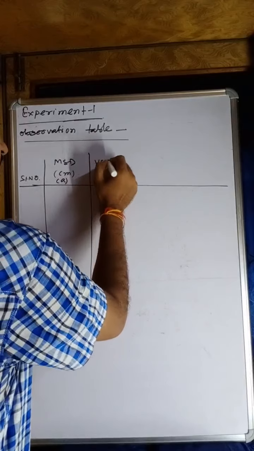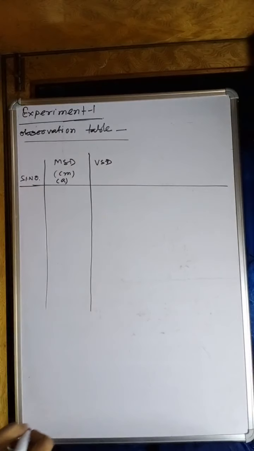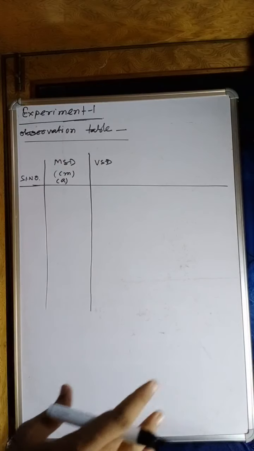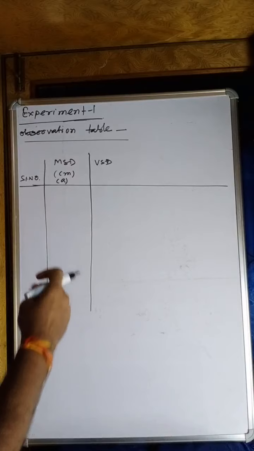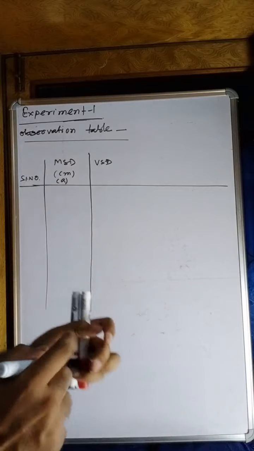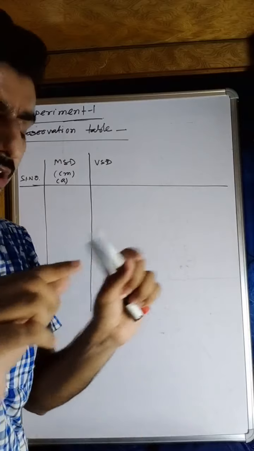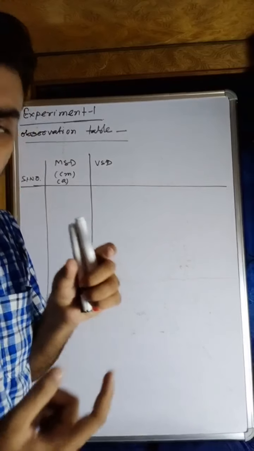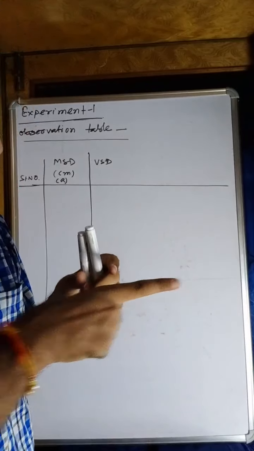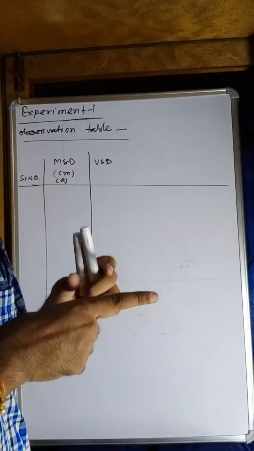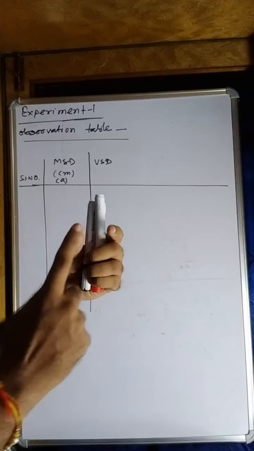Vernier scale division. This vernier scale division lies from 1 to 10. Remember, 1 to 10. Actually, this is the one division of the vernier scale. You know that the total will be only 10 divisions on the vernier scale, because the vernier scale is the small scale and the main scale is the longer one, 15 centimeter or 17 centimeter. So there will be only 10 divisions.